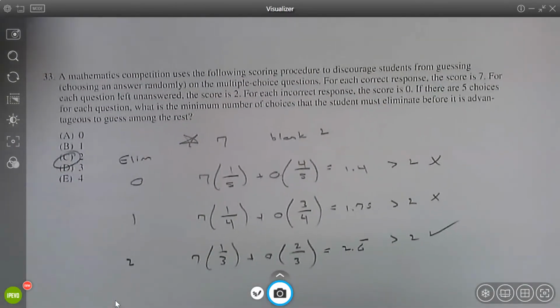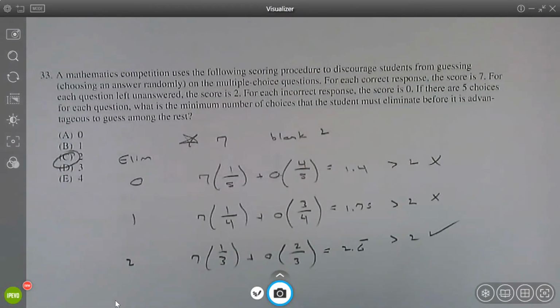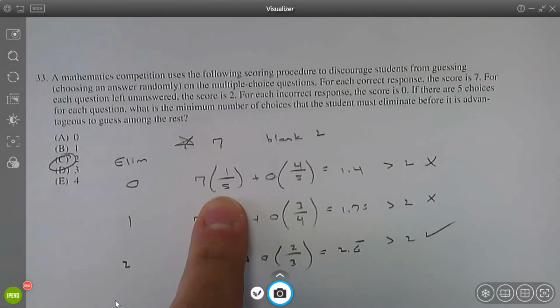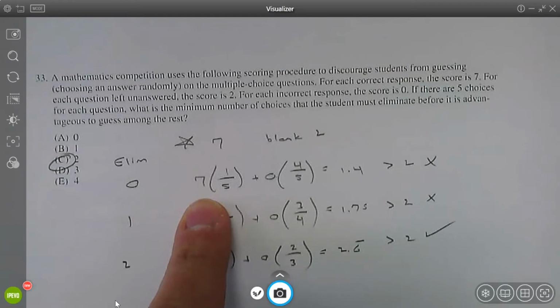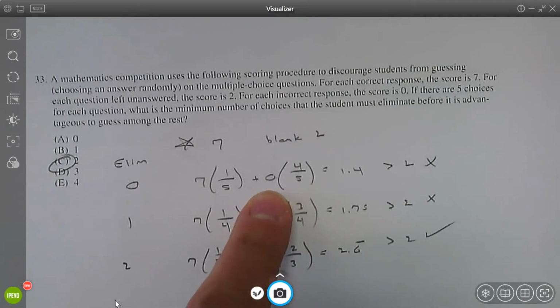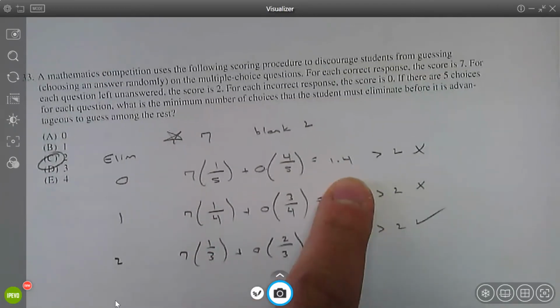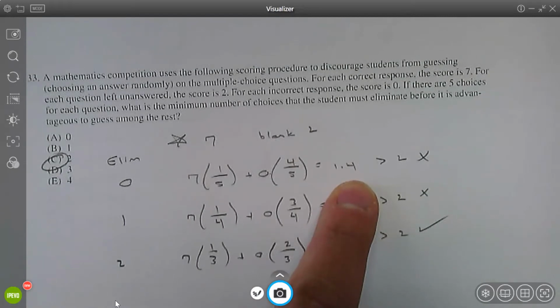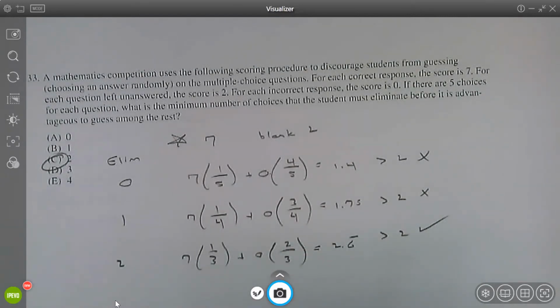33, there's probably a couple ways you could tackle this. I just kind of went with the expected value. If you leave it blank, you get 2 points. So pretty much it's going to be worth guessing if the expected value of guessing is higher than 2. So 1/5 of the time you'll guess right and you'll earn 7 points. The other 4/5 of the time you'll earn 0. So that's only an expected value of 1.4 points if you can't eliminate any answers.